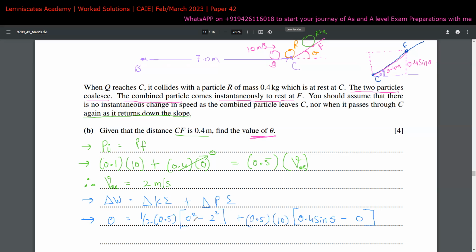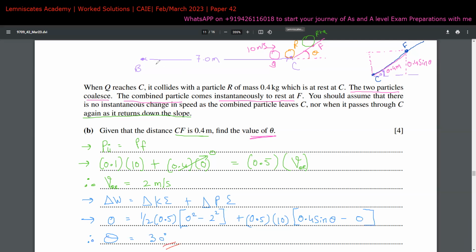Now if you solve this equation, you will get that sine theta comes out to be half. Basically, the value of theta is something I'll write directly. You can solve this the way you want. The theta value will come out to be 30 degrees. So that's the answer of part B.